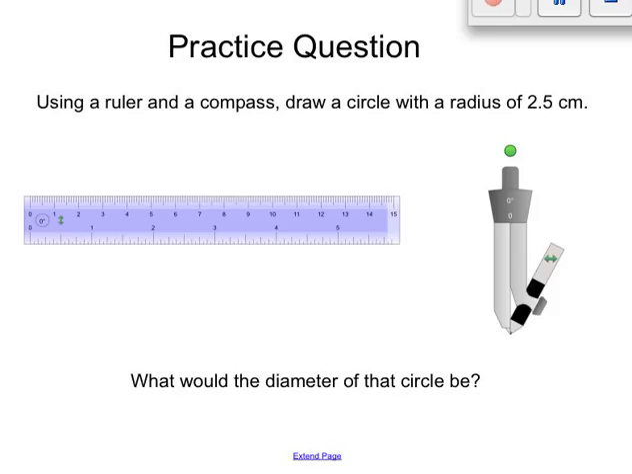So here's your practice question that you are to complete and bring into class. Using a ruler and a compass, draw a circle with a radius of 2.5 centimeters. So you'll need a ruler and you will need your compass to do this. Remember, to draw a circle with a radius of 2.5 centimeters. And the second portion of the question, what would the diameter of that circle be? Answer the question, bring in your circle to your next class.